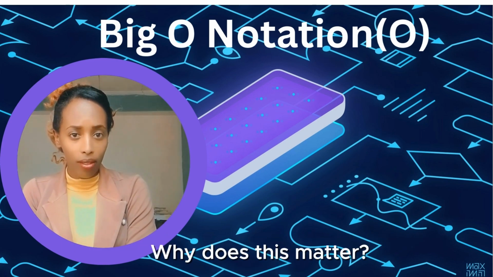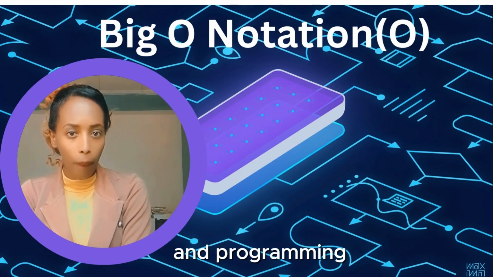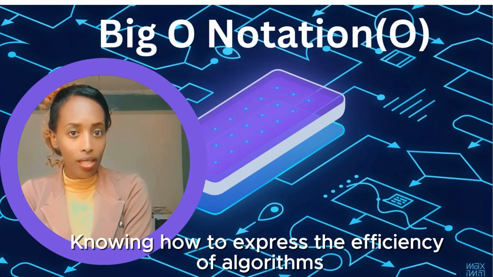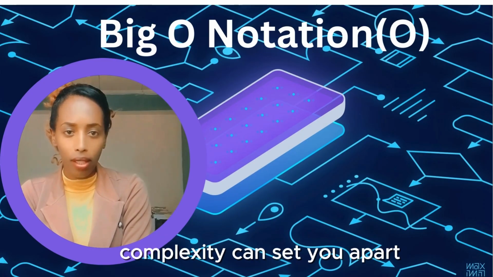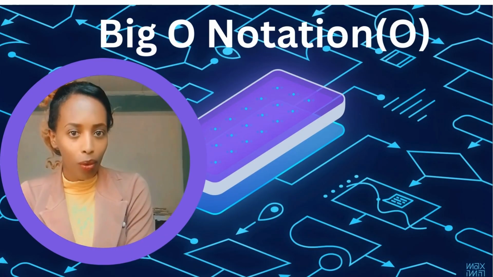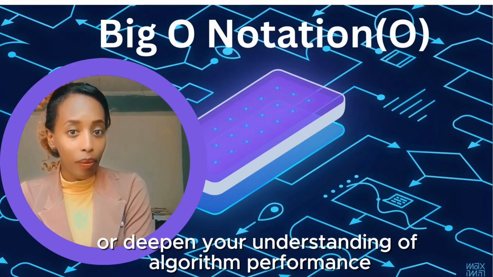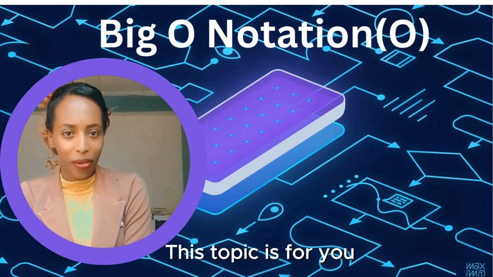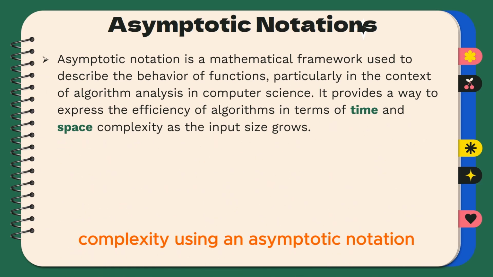Why does this matter? In the fast-paced world of computer science and programming, knowing how to express the efficiency of algorithms in terms of time and space complexity can set you apart. So, whether you are looking to impress in an interview or deepen your understanding of algorithm performance, this topic is for you. Let's explore how we can express the time and space complexity using asymptotic notation.